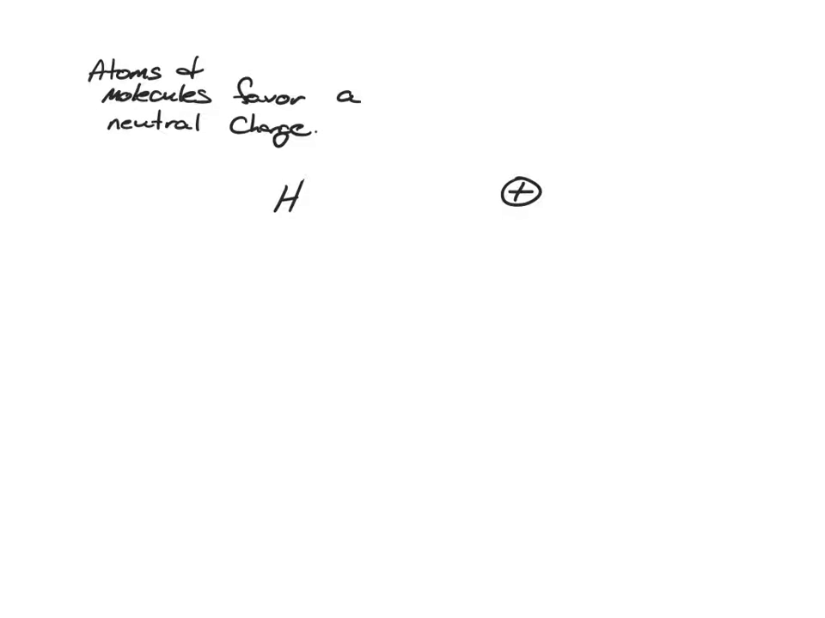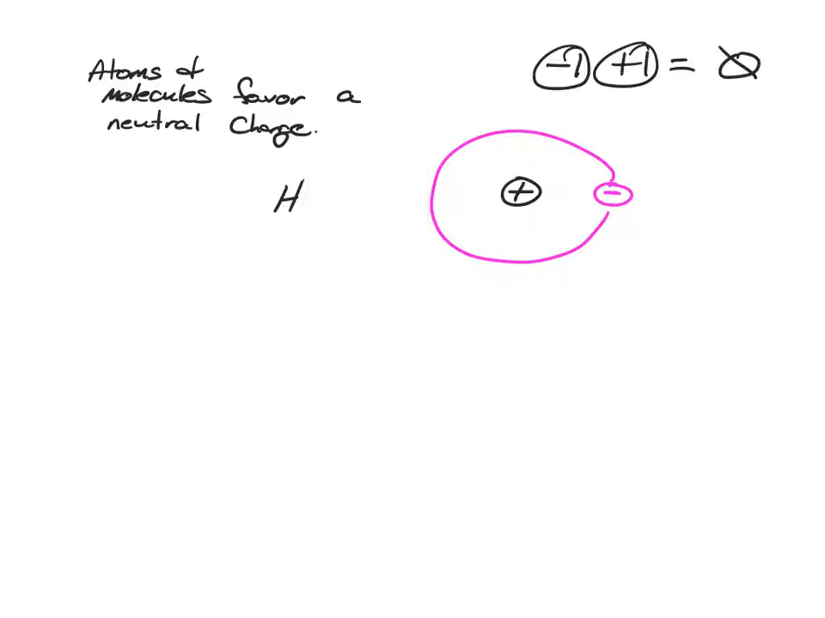I used to say they like to be neutral, they want to be neutral, but kids get all confused. So they want to be neutral. What is neutral? That means a zero charge. If I have a plus one, how do I get zero? Subtract one. I need a negative. If I have a plus one, I need one negative to get zero. So how many electrons do you think hydrogen normally has? One electron. That's the normal zero charge hydrogen.